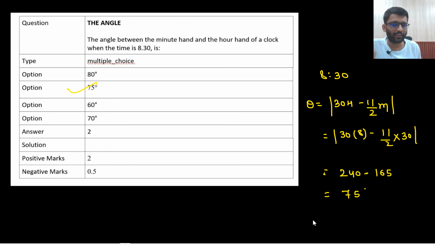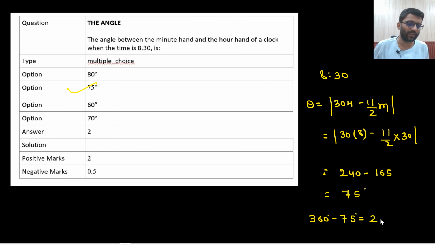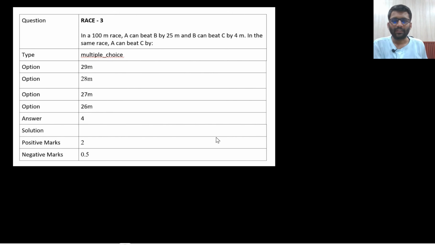If this was not in the options, then what would have been the answer? 360 minus 75. What is 360 minus 75? That is 285 degrees. So that could also have been the answer, but this is there in the options, so this is what we will take. Okay, this is also very interesting.